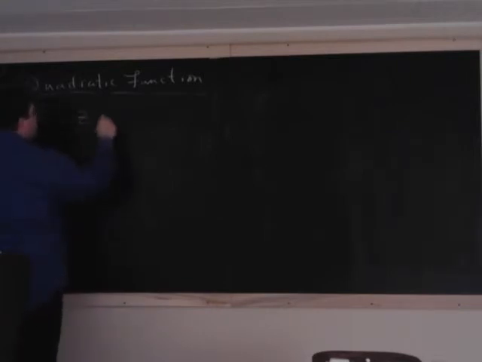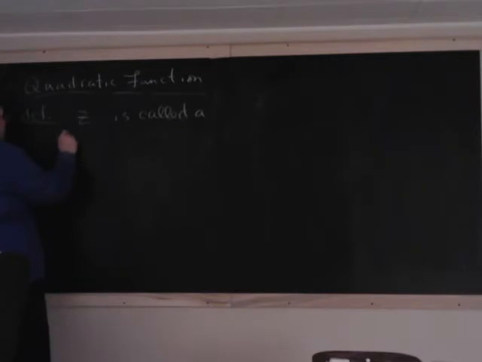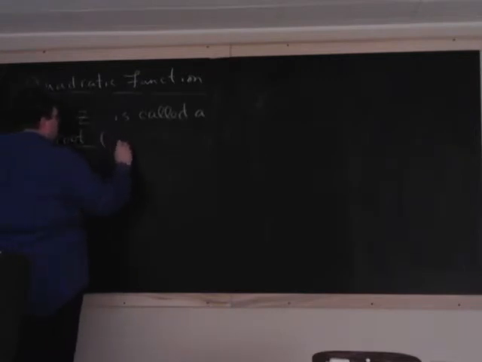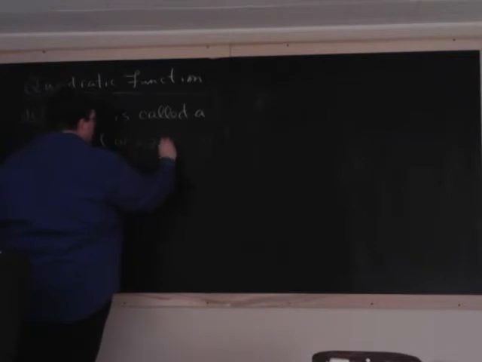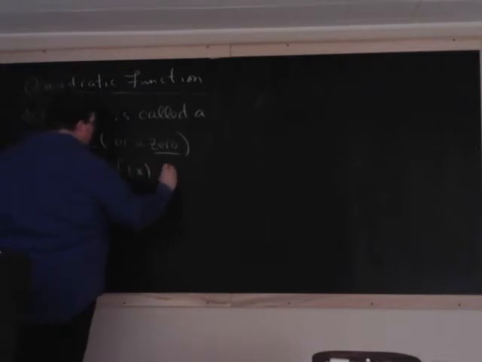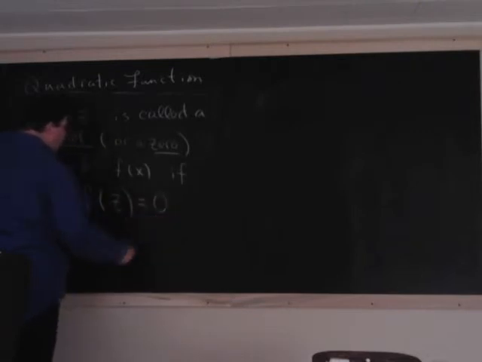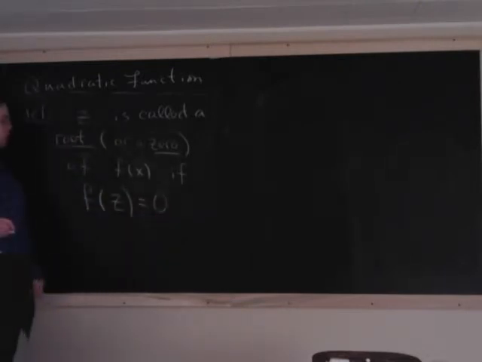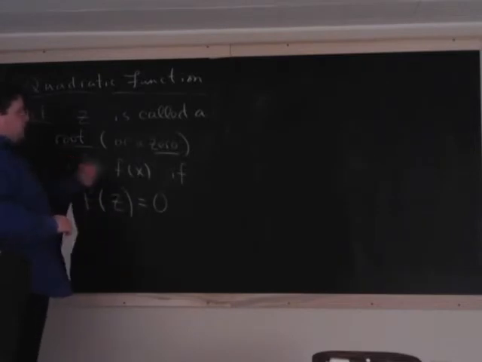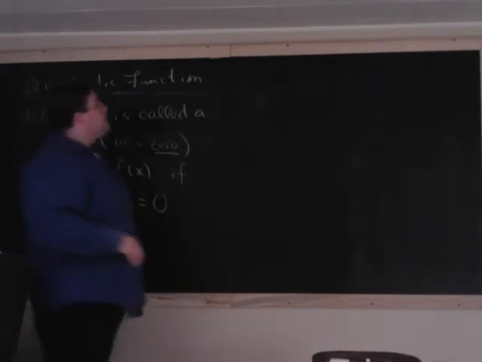So, definition. A number z is called a root, a root is also known as a zero, of a function f if f evaluated at z equals 0. So if you take a number, you throw it into the function, and it evaluates to 0, that's called a root of a function. So let's look at a couple examples.